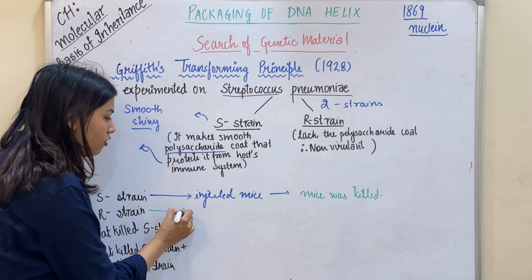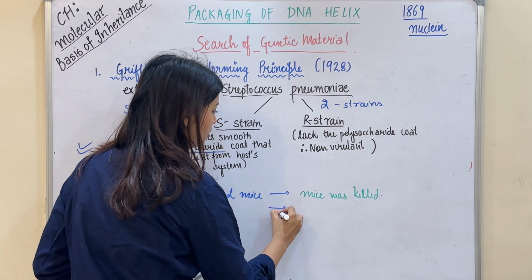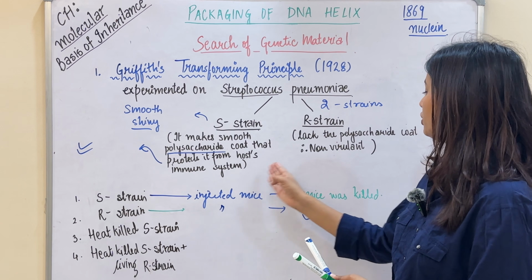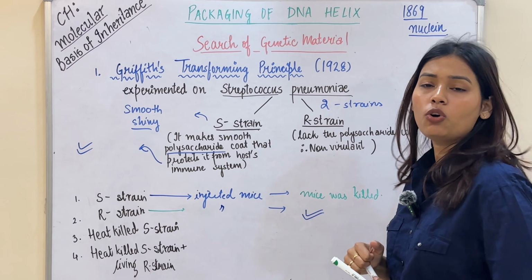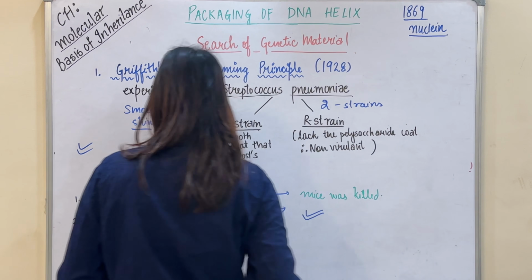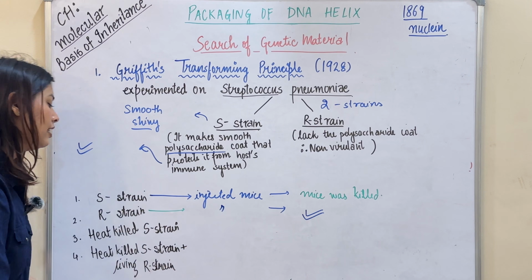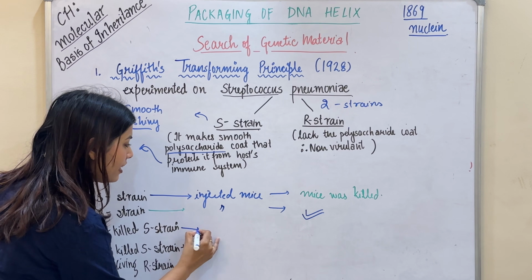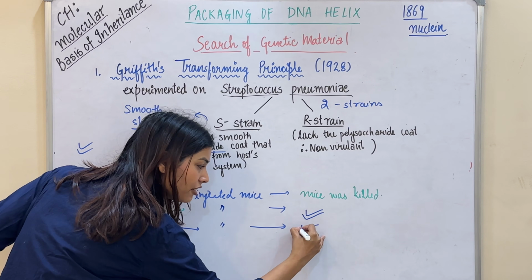When the R strain was injected in the mice, they survived because the R strain was a non-virulent strain and it doesn't cause pneumonia. After that, he heat killed the S strain bacterium and again injected it in the mice. Now, surprisingly, the mice survived.